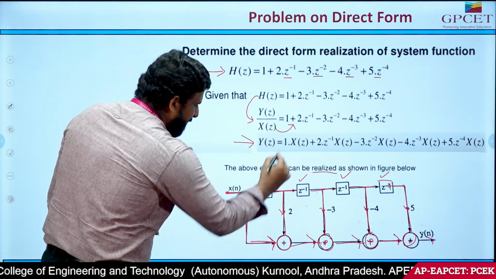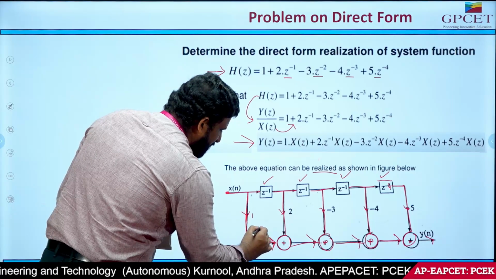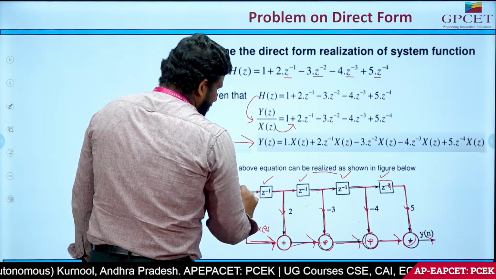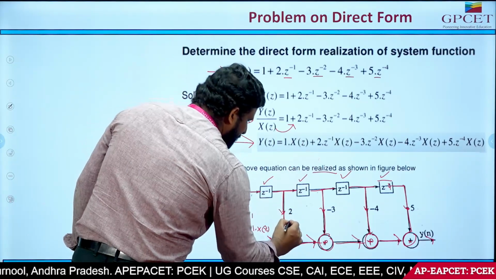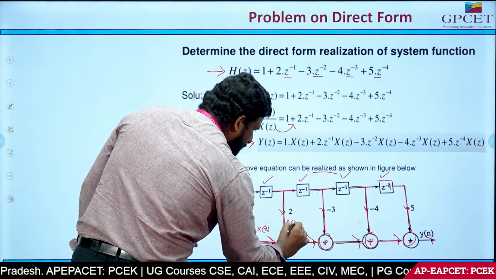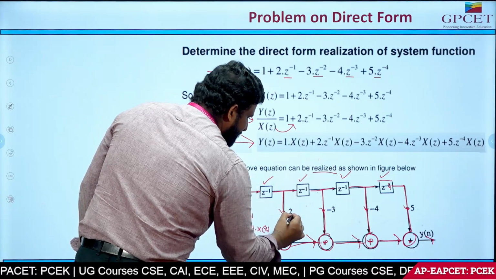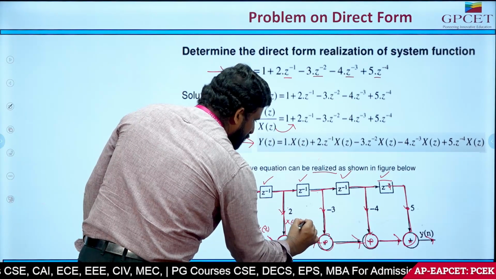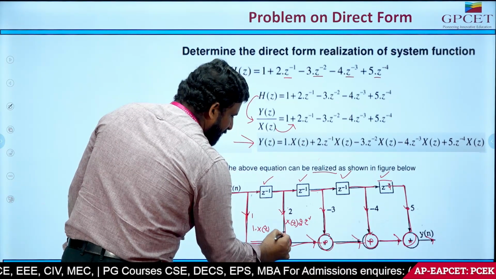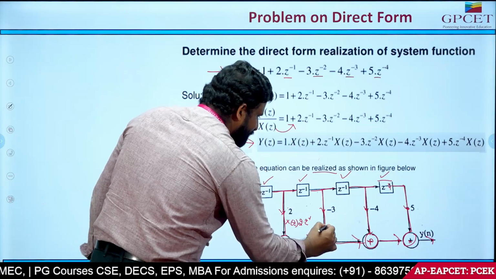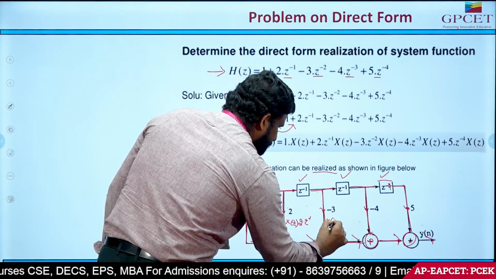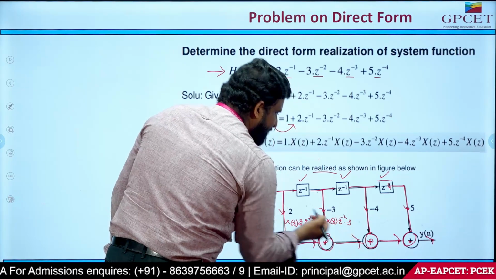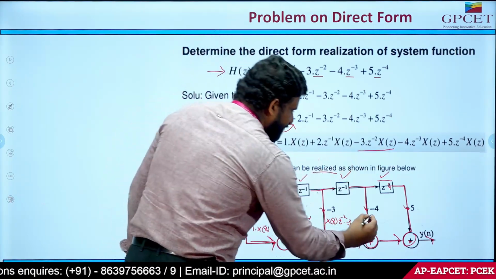So what is the first term here? 1 into X of z. This is the first term. What is the second term? X of z into what is the coefficient here? 2 into z power minus 1. This is the second product, plus what is the third term here? X of z power minus 2 into minus 3. Okay, this is the third term. And what is the fourth term here?